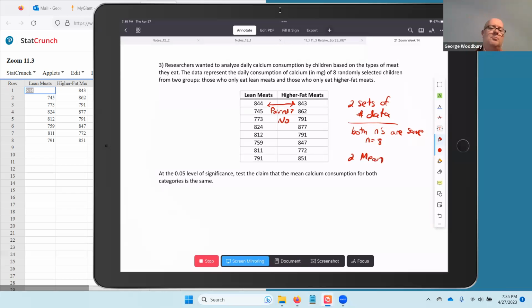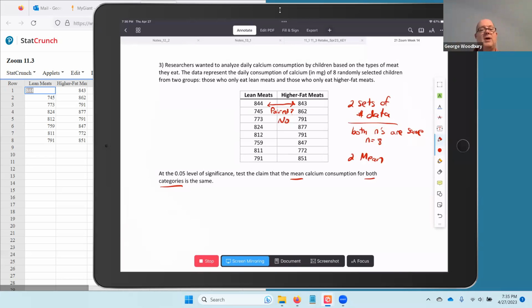And actually, I spoke a little too soon. It could also be a one mean test, depending on what the claim looks like. And here, the claim is comparing the mean for both categories. So we're comparing one group, lean meats, to another group, higher fat meats. And so that is what makes it a two mean test. If it said the mean consumption of calcium by those who eat lean meats is higher than 800 milligrams, then that's a one mean test.